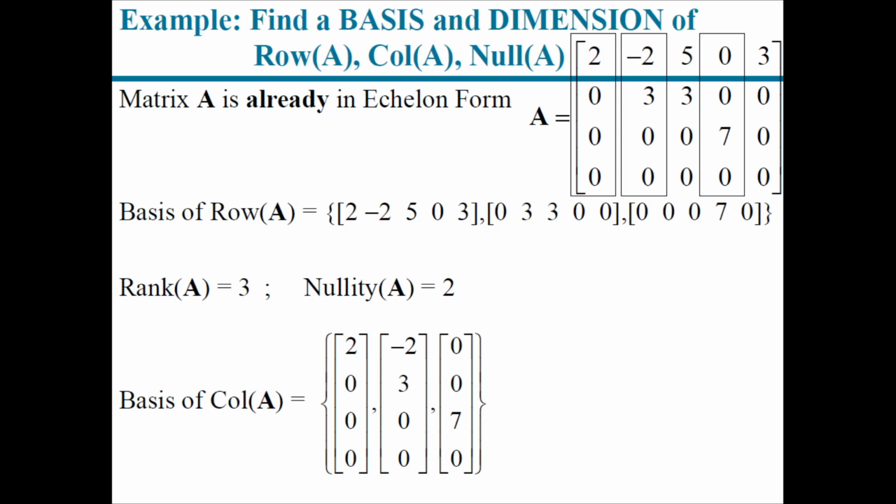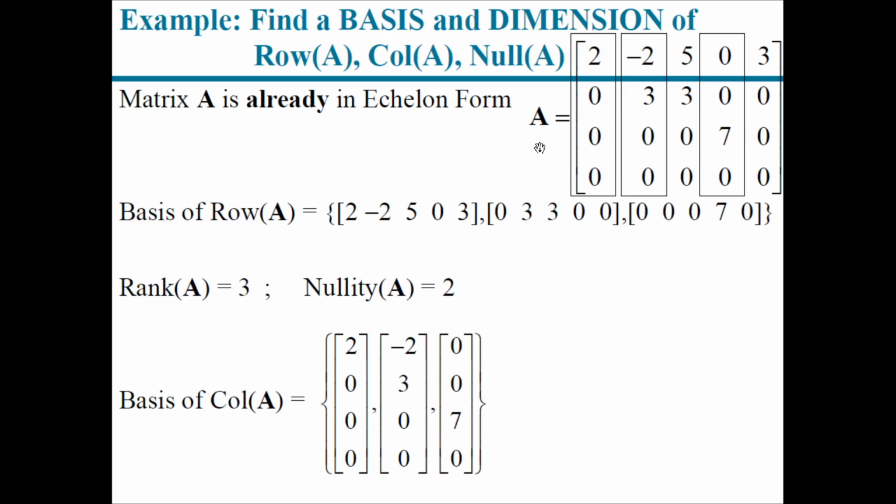Another example, more complicated. I have a matrix A here. I look and I see that this matrix is already in echelon form. Well, that will simplify my life, because now matrix A is equal to an echelon form of A. So that's cool. And I check, I take all the non-zero rows, and those are bases for the row space of A.